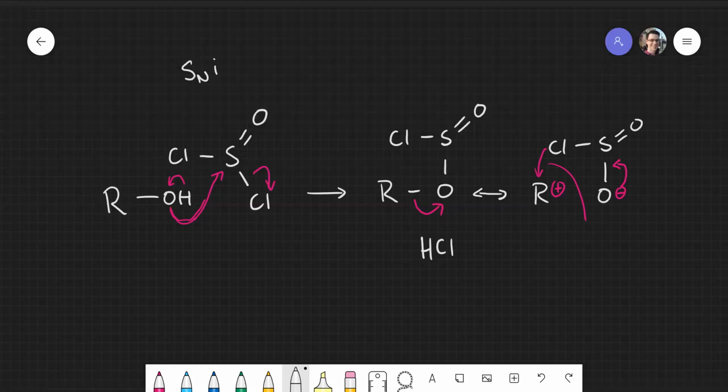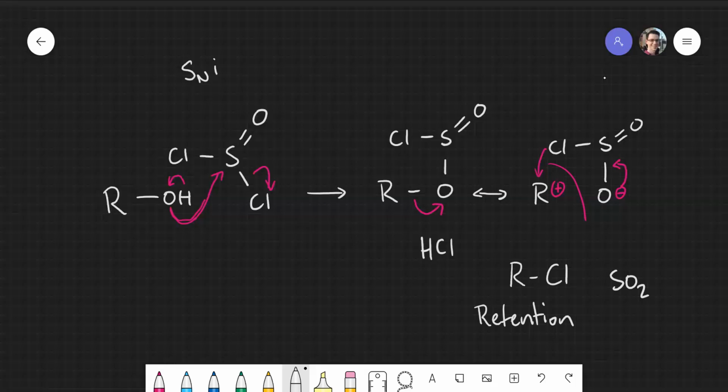The resulting product, RCl, retains its original stereo conformation if this was a chiral center. We call this retention. Okay, so this reaction occurs with retention of chirality. The other product would have been SO2, which is a gas. Okay, so SNI reactions result in retention of chirality, and the reason is the nucleophile, Cl in this case, is attacking from the same side that O left from.